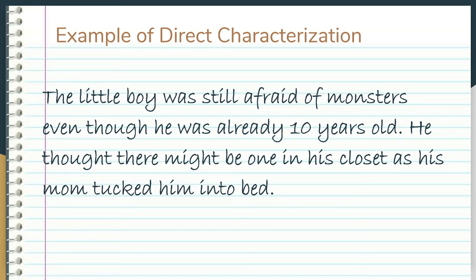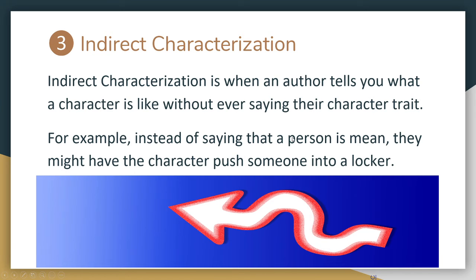We've solved every single one of those things, that we've done everything that we set out to do. Okay, so that's direct characterization. It's very easy, very obvious. The third window in our notes is indirect characterization. Indirect characterization is when the author tells you what the character is like without ever saying their character trait.